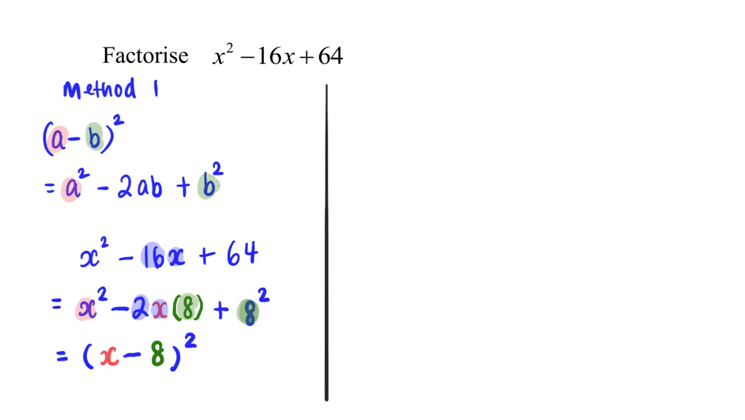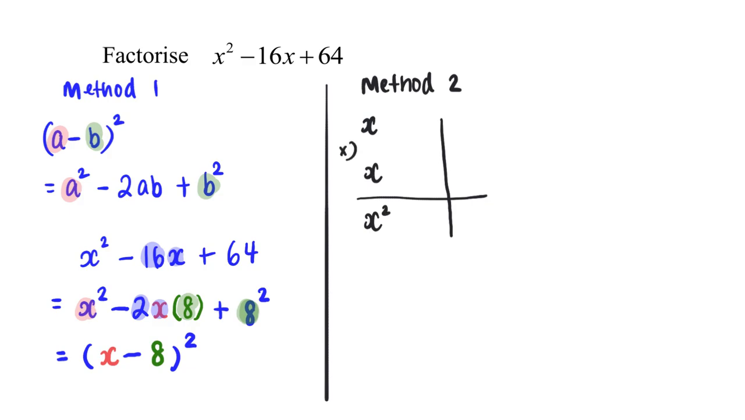Method 2 is the common method, that you either use the cross chart or use the multiplication frame method. So Mr. Tan likes to use the cross chart. This requires us to place my x squared here, I'm going to times, and my 64 here and my negative 16x here.